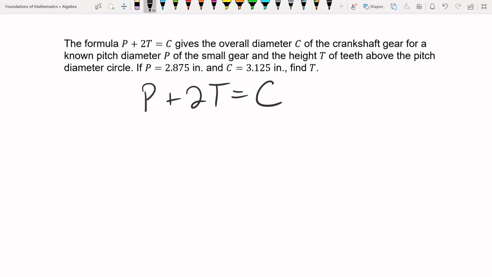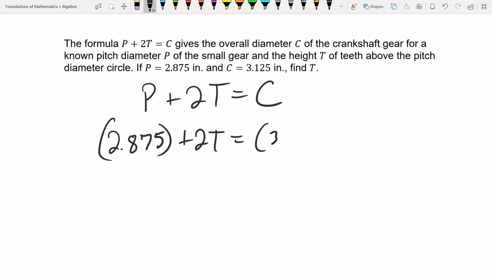P equals 2.875 and C equals 3.125. Now these parentheses don't actually mean anything. There's no multiplication or exponents or anything like that. So I can actually drop them. And now you see, well, this is a two-step equation. The first thing I'm going to get rid of is the number by itself. So I'm going to subtract that since it's positive right now.